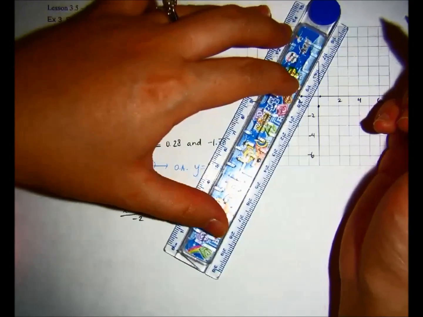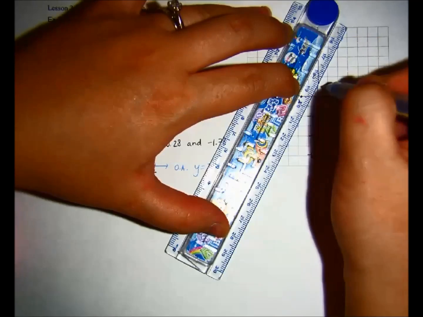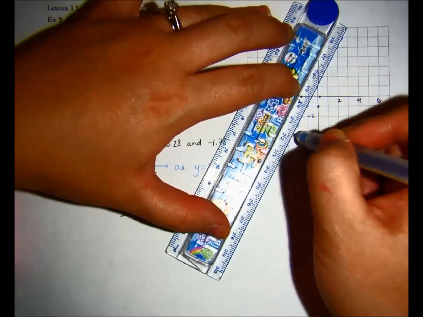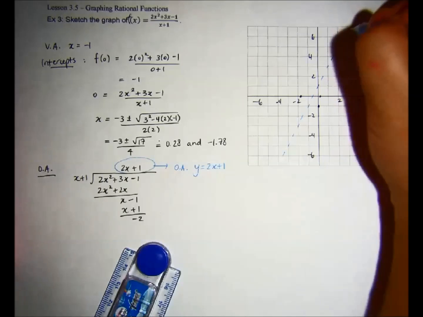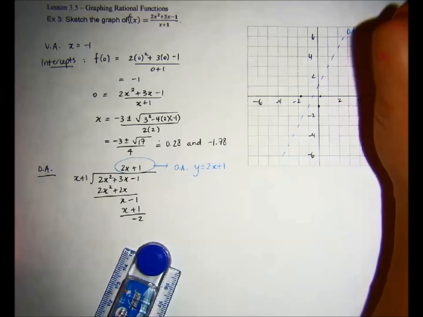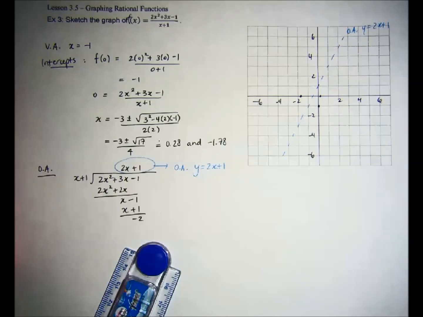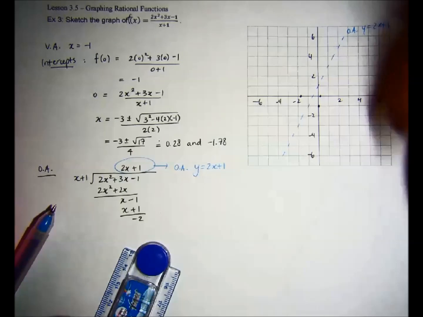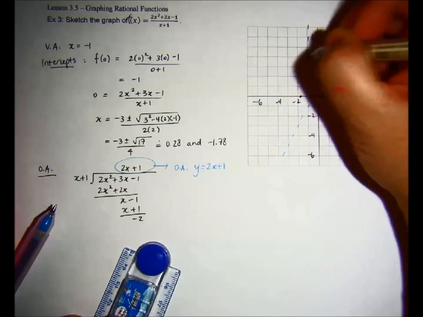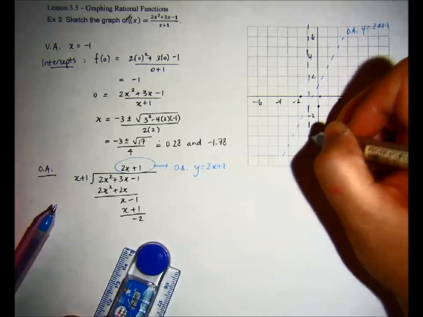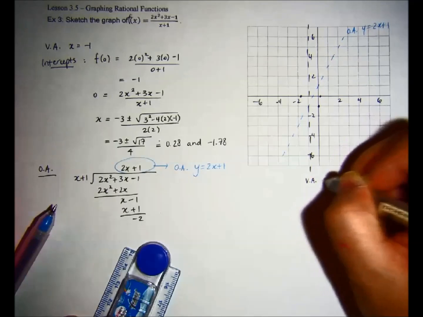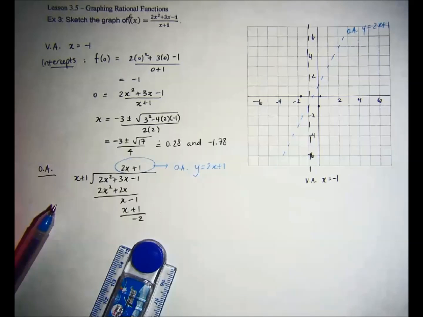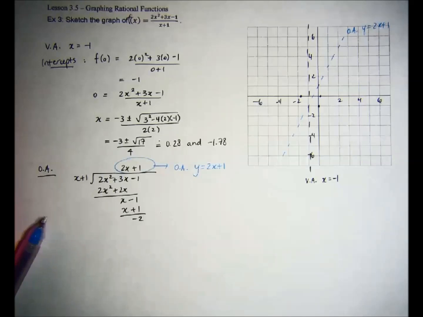Let's fill in those values. Or sorry, the dotted line rather. So there's the oblique asymptote y equals 2x plus 1. Oh, and the vertical asymptote as well. I should put that in at -1. Okay, so then I've done all I can with just the function equation.